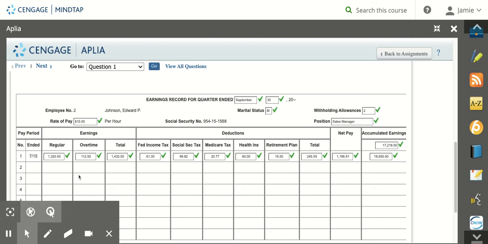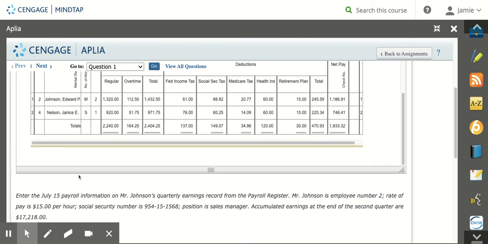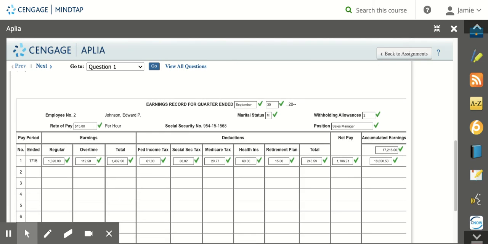You'll see once it's all calculated that the numbers are from our payroll register transferred down into our employee earnings record. And the accumulated earnings is calculated by taking our accumulated earnings up to this point plus the net pay for this paycheck to get us our total accumulated earnings at this time. Accumulated earnings is how much that employee has made for the entire year up to this point.